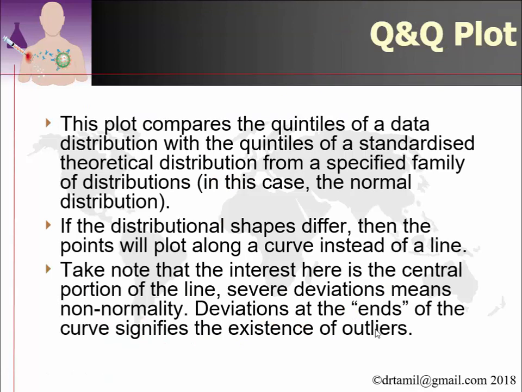The other way of checking whether the data is normal or not, okay, which is what you call the Q and Q plot. This one compares the quantiles of the data distribution with the quantiles of a standardized theoretical distribution from a specified family of distribution. So which family? The normal distribution family. If the distributional shapes differ, then the points will plot along a curve instead of a line. Take note that the interest here is the central portion of the line. Severe deviations mean non-normality. Deviation at the ends of this curve indicates existence of outliers.